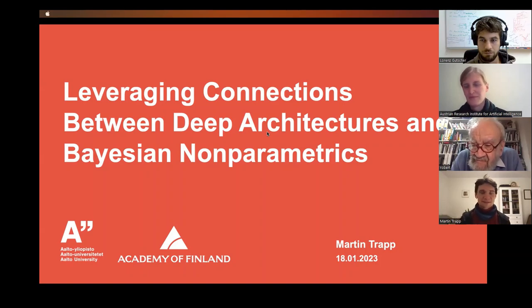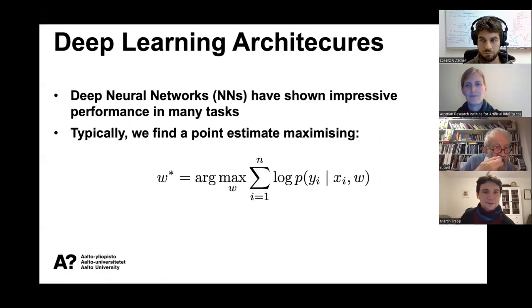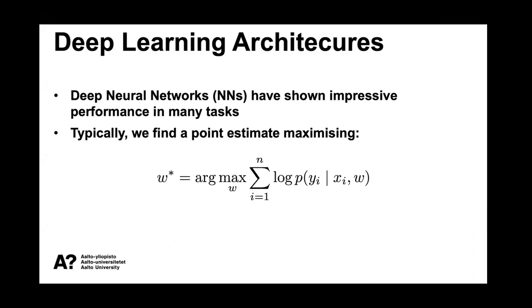So I'm going to talk a little bit about deep learning architectures and about Bayesian nonparametrics and how these two things make sense together. And first, probably everybody knows what a deep neural network is. And I guess everybody has also seen the improvements in all kinds of performance measures and applications of deep learning in a variety of fields. And it's quite impressive what people have managed to do with often very complicated neural network architectures.